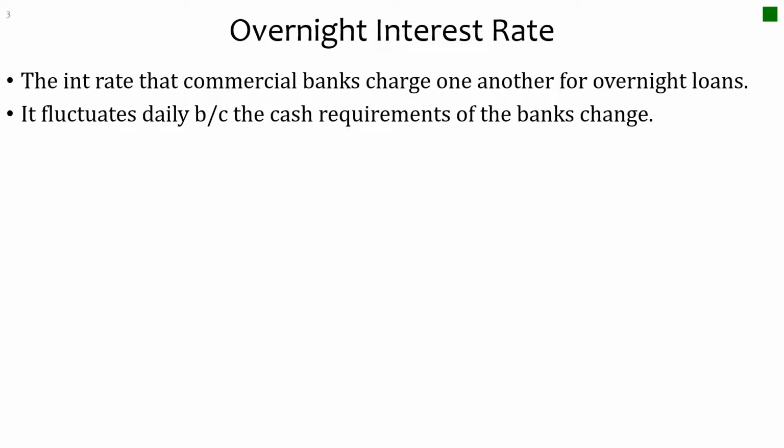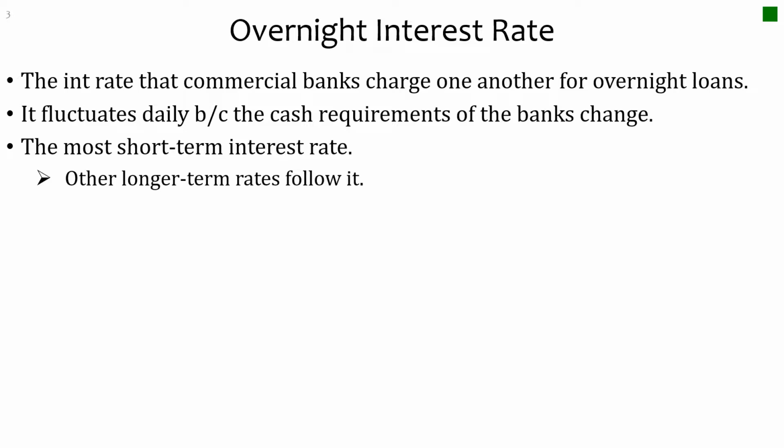It fluctuates daily because the cash requirements of the banks change. So sometimes banks need to lend, sometimes they need to borrow. It is the most short-term interest rate, so other long-term rates would follow it. It's kind of like the basis, kind of like the root, and other long-term rates follow. So what are long-term rates? Like credit card rates, like mortgages, corporate loans. Those things follow the overnight rate.